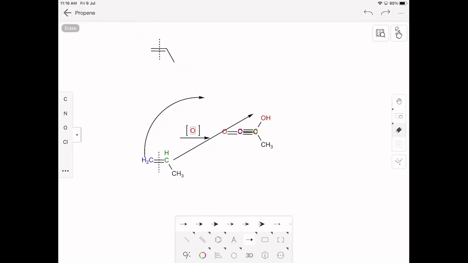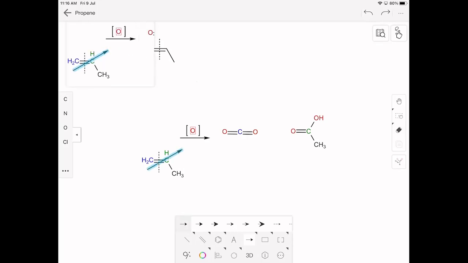I understand that one hydrogen went to the OH. Where did the other hydrogen go again? It became the OH, and then the CH2 became the double bond on the left. So, let's see. Okay, so I'll draw an arrow. This CH2 became that oxygen there. This H over here became that OH over there.